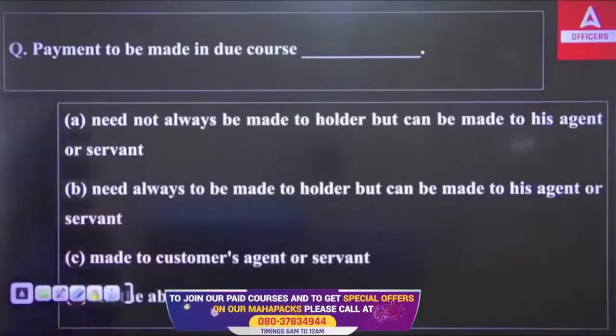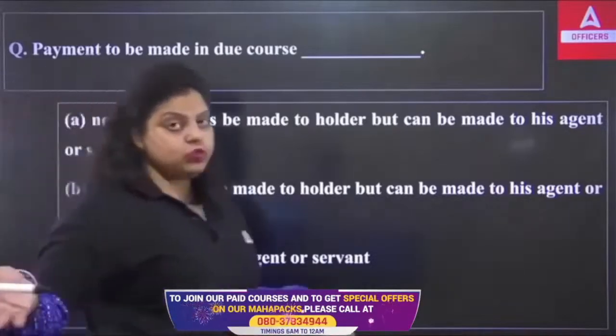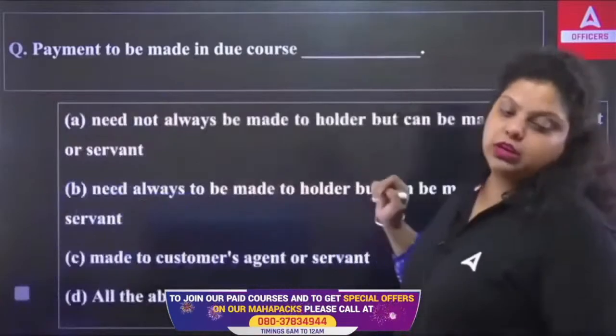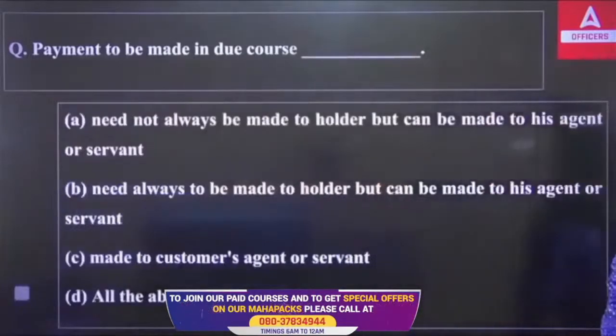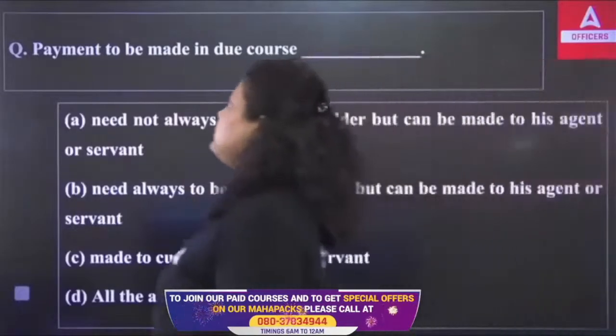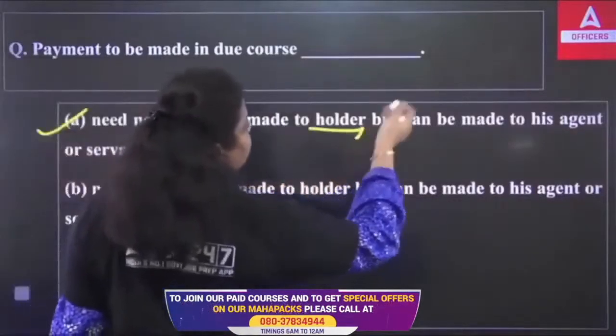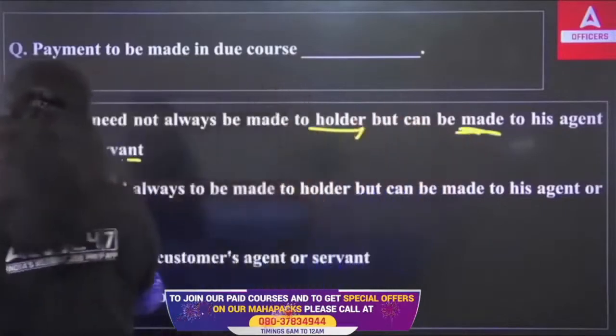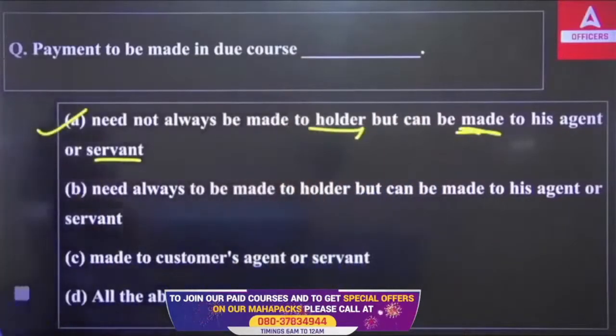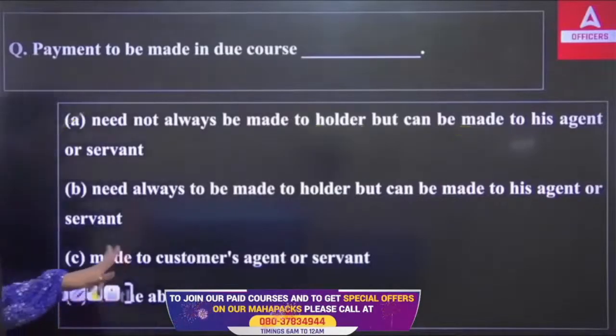So in case of payment to be made in due course, payment will be done to whom? To the holder or to his or her agent or servant, or only to his or her agent or servant, or to the customer's agent or servant, or all of the above. So the right answer is that payment made in due course need not always be made to the holder, but it can be made to his agent or servant also. It can be made to whom? The agent or servant also. Clear? The right answer is A.